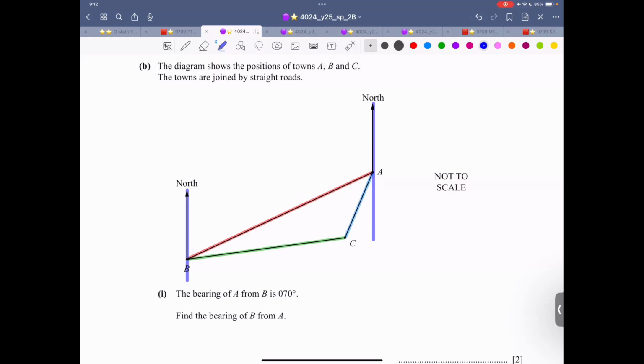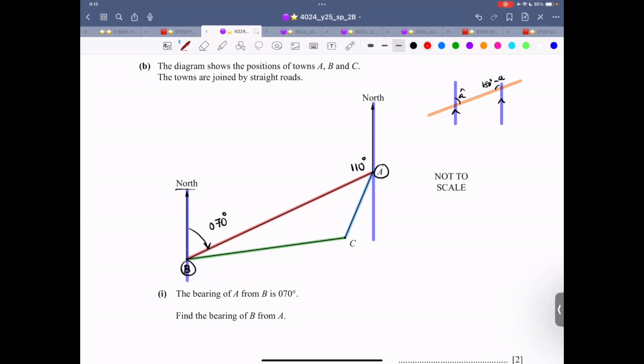Okay. Now it says the bearing of A from B is 070. So this is A from B. That means the north should be over here and go clockwise. And this is 070. Find the bearing of B from A. The first thing first, if this is 070, let me draw two parallel lines and a line cutting them like this. So if this angle is A, then this angle is 180 minus A. These are called interior angles. So therefore, this is 110 degrees. That's the first thing.